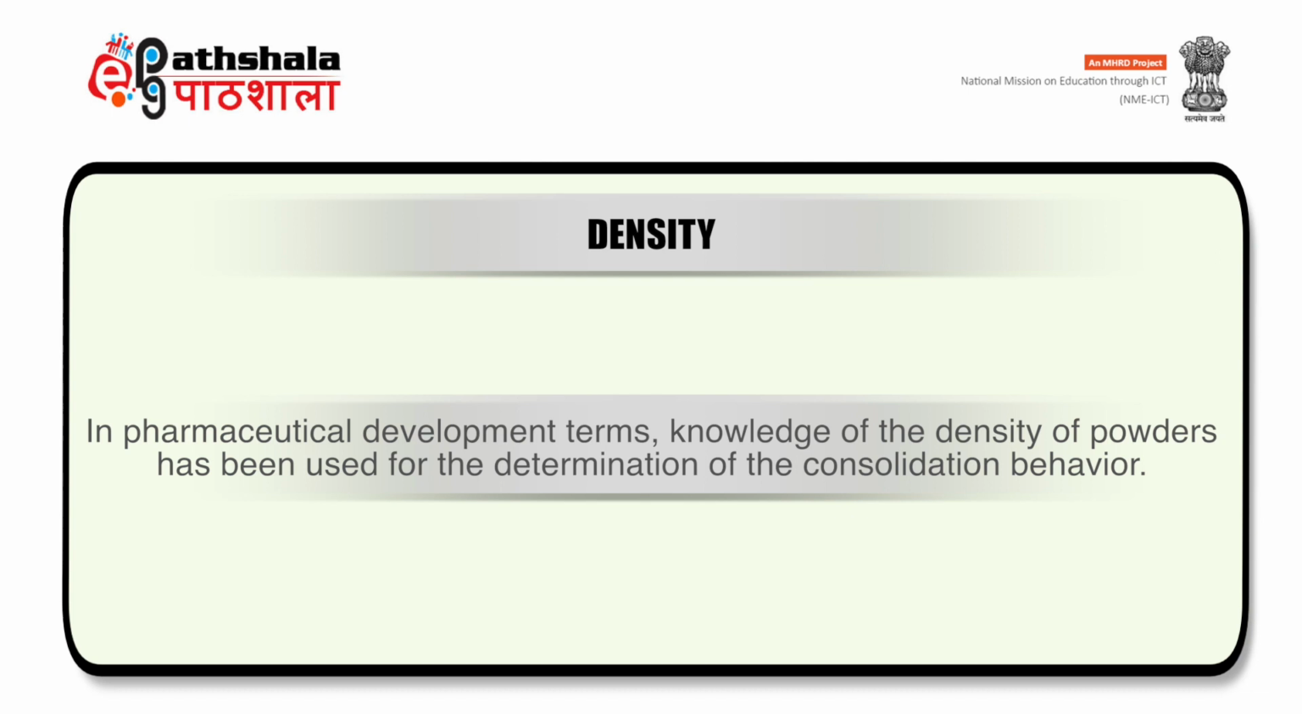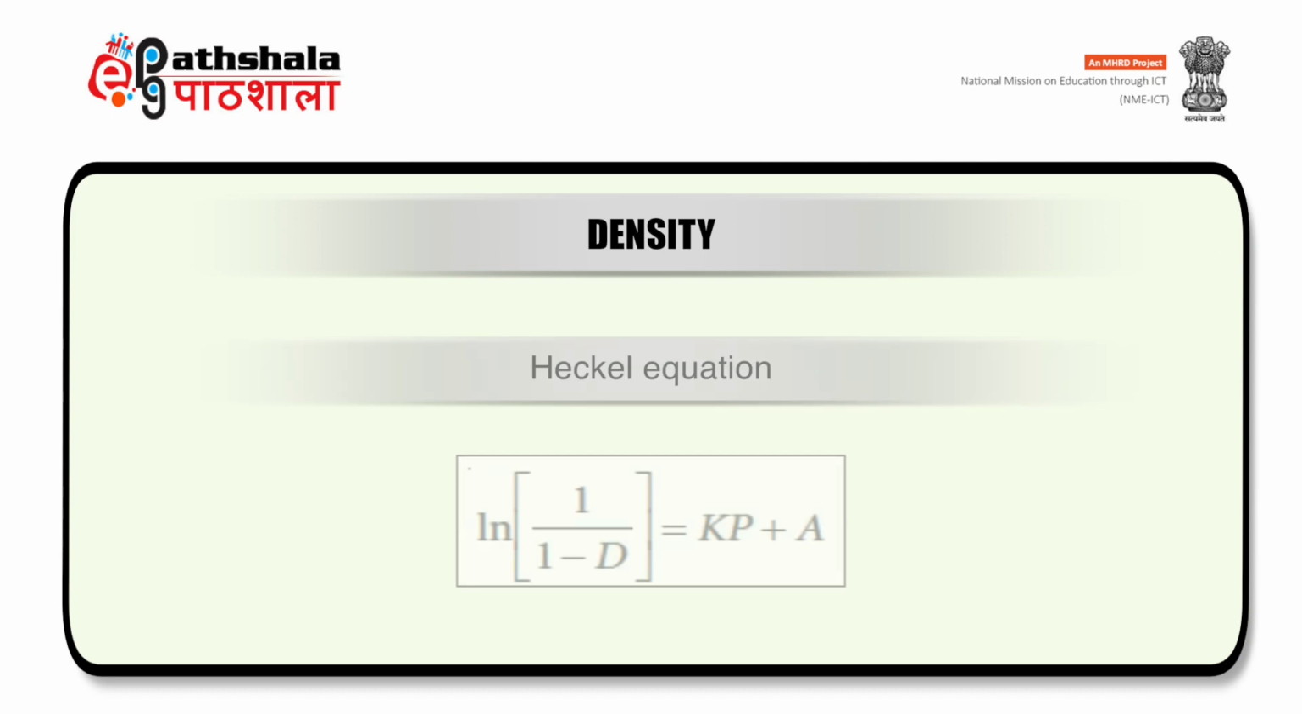In pharmaceutical development terms, knowledge of the density of powders has been used for the determination of consolidation behavior. For example, the well-known Heckel's equation requires knowledge of the true density of the compound as mentioned below. In this equation, D is the relative density, which is the ratio of the apparent density to the true density. K is determined from the linear plot of the Heckel plot and P is the pressure. Information about the density of a powder can be used to predict whether a compound will cream or sediment in a metered dose inhaler formulation.